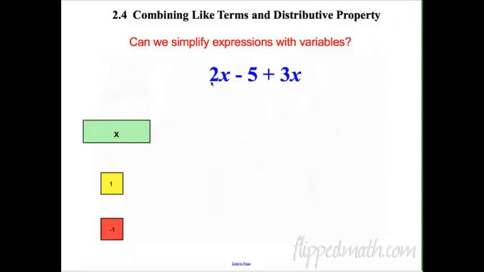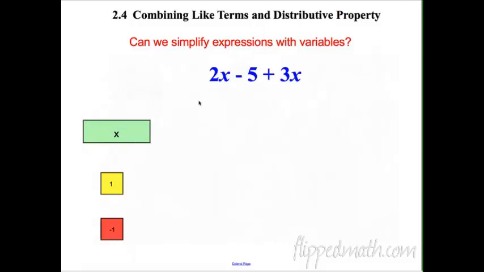So let's look at this expression. Can we simplify an expression with variables? So we've got 2x's here, we've got 3x's here, got 5 as a number. Can we combine this all together? Yes, we can. That is the answer. Here we go. If we look at this, if this box over here represents x, so I don't know how wide or how long, it's just x.